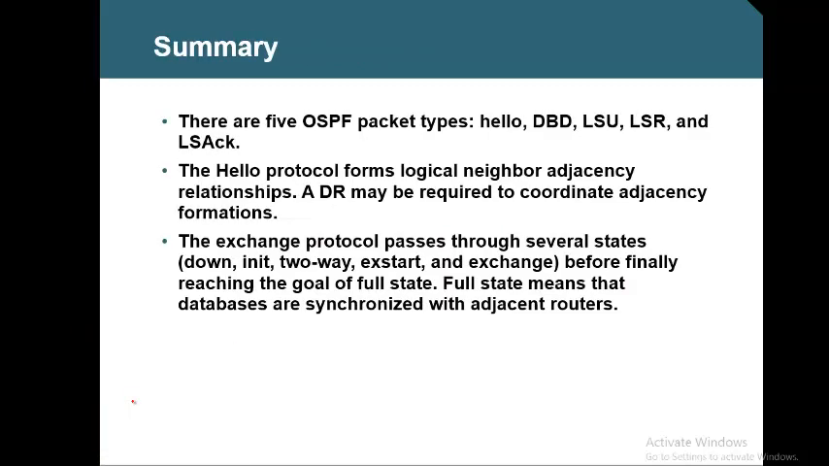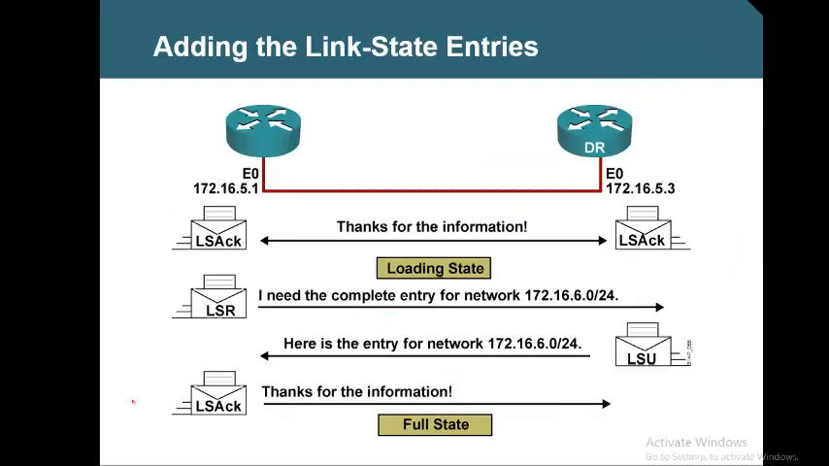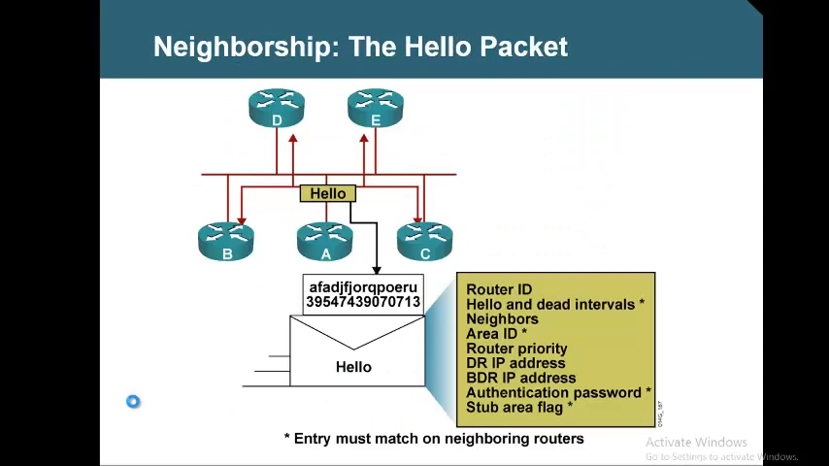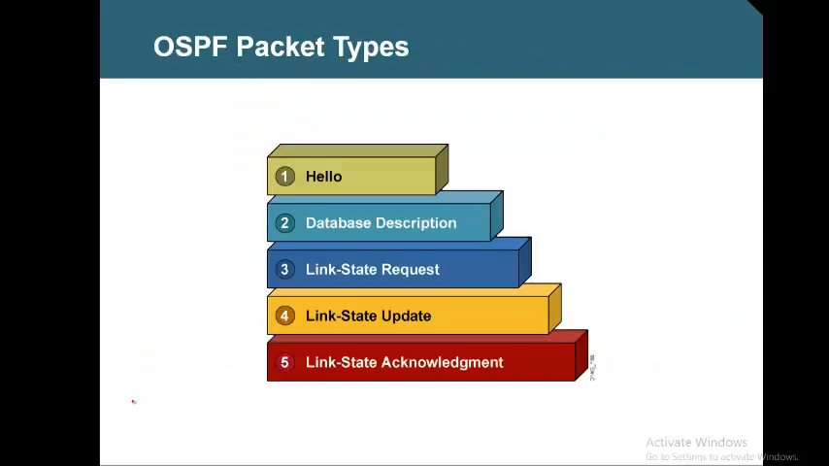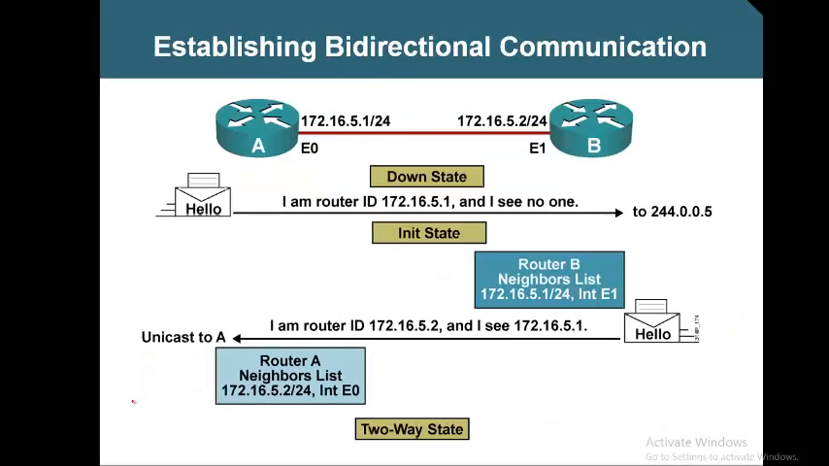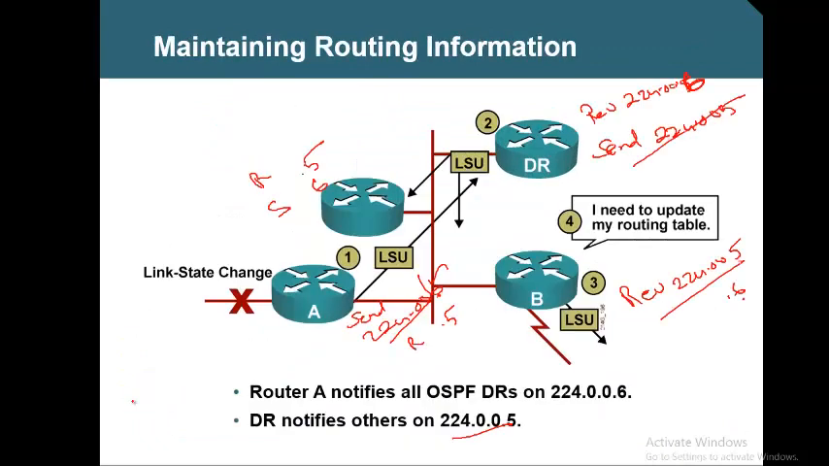Right, so this chapter was giving you a deep dive of adjacency, the hello packets, the packet types in OSPF, the sequence number, the multicast addresses in OSPF. Again, I want to say this one, anything that we want to send to the designated router, the DR, needs to be sent to 224.0.0.6. When a DR sends the update to others, it will use 224.0.0.5.